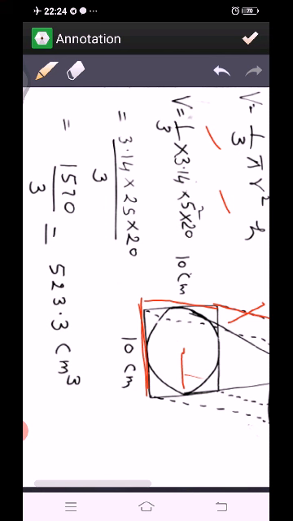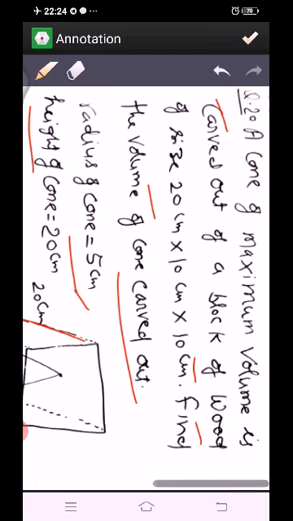So taken V equal to 1 by 3 into 3.14 into r square, 5 into 5, and h is 20. So on solving this we get 523.3 centimeter cube. This is the volume of cone carved out.